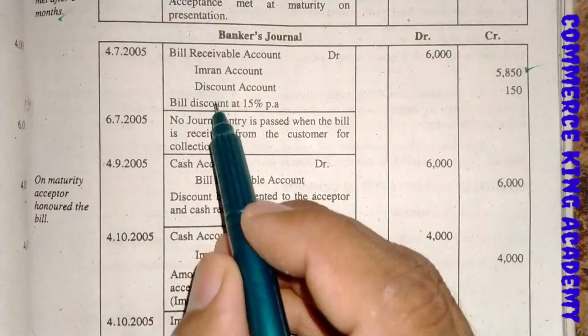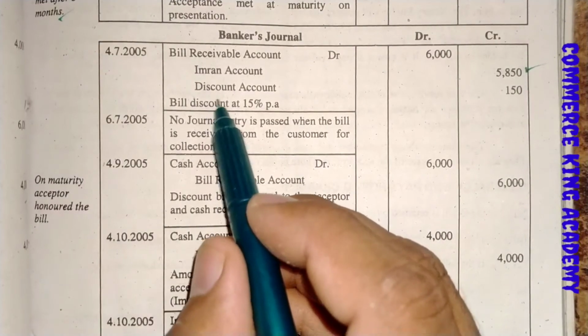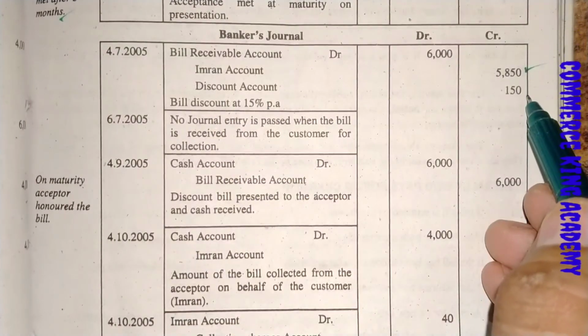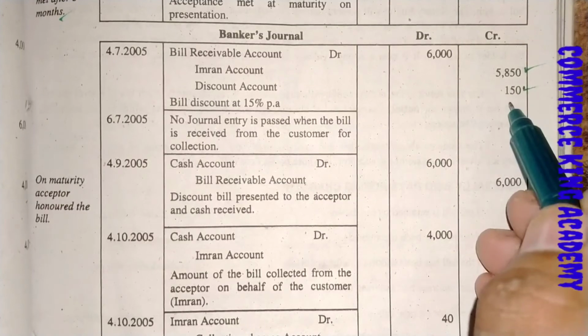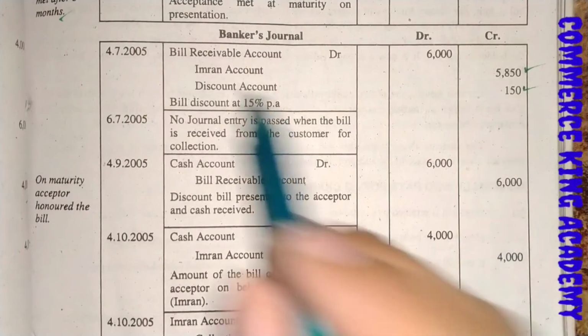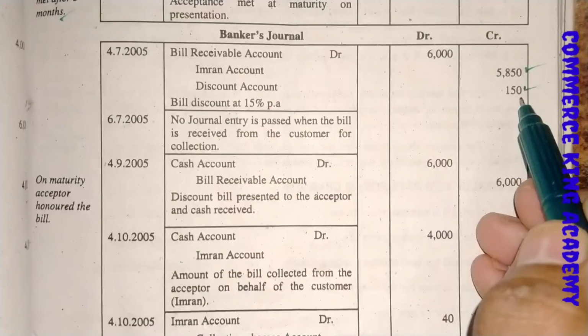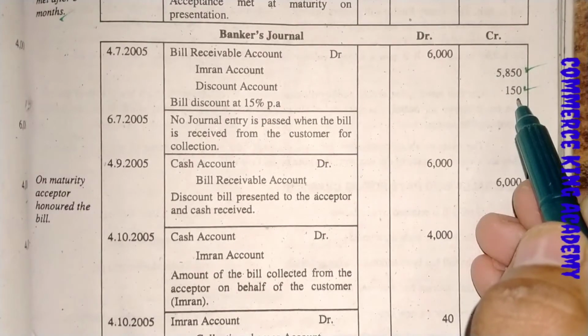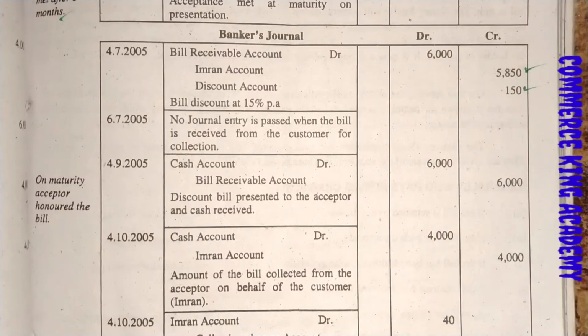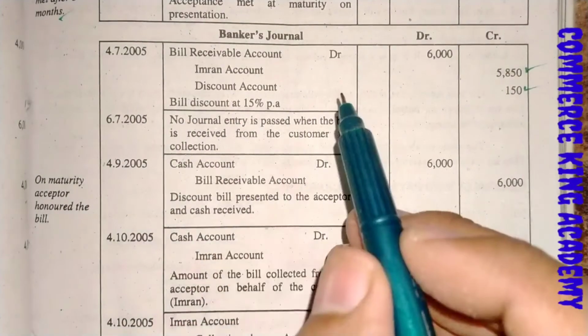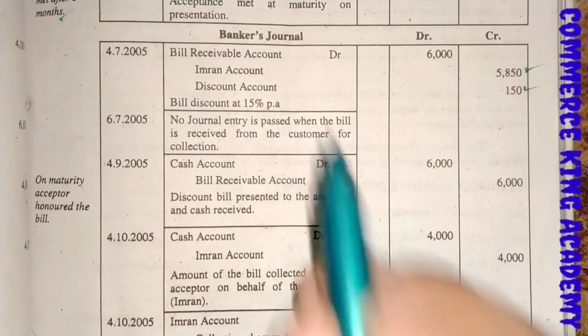Okay, and the discount account will be credited in the context of the bank, amounted 150, because this is the revenue or earnings of the bank and will be credited in the accounts of the bank, with details or description: bill discounted at 15% per annum.